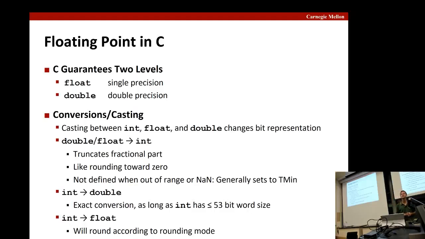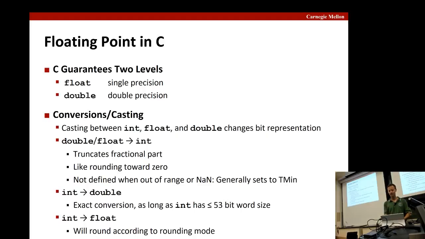So C has, you can declare something to float, which is a single precision, or a double, which is double precision. And now let's look at casting. So if you take a double or a float and you cast it into an integer, then what happens? Well, it will just truncate the fractional part. Just drop all the fractional part, you get the integer. And so that's equivalent to rounding towards 0. Right? You just got rid of all the bits.